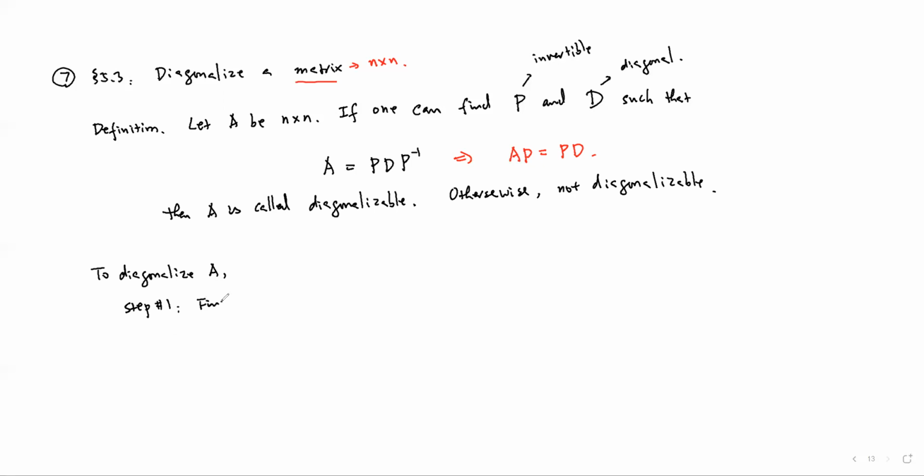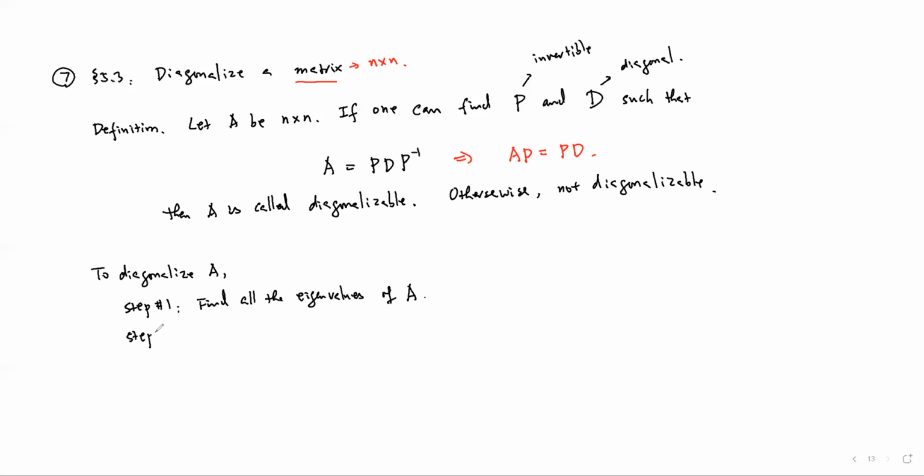Step 1: Find all the eigenvalues of matrix A. Okay. Eigenvalues, we will use them to form the diagonal matrix D. Okay.